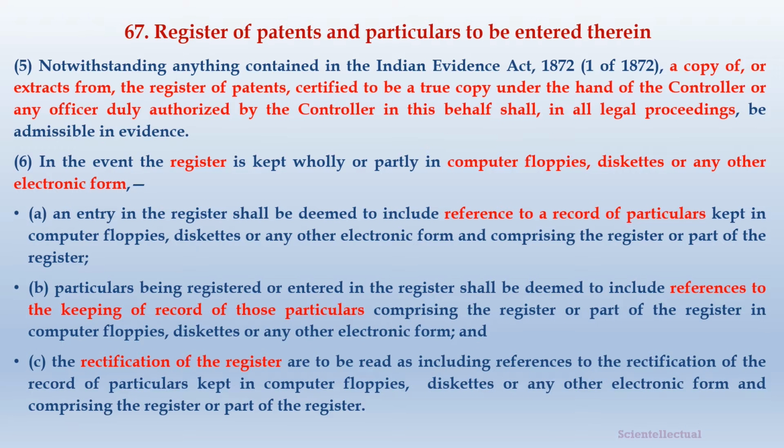Subsection 6. In the event the register is kept wholly or partly in electronic form: A. An entry in the register also includes reference to a record of particulars kept in electronic form. B. Particulars being registered or entered in the register also includes references to the keeping of record of those particulars in electronic form. C. Any rectification of the register also includes references to the rectification of that record kept in electronic form.